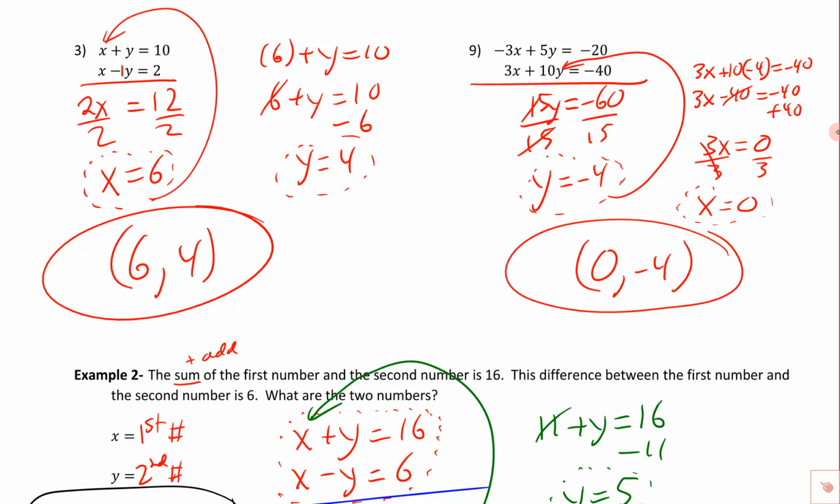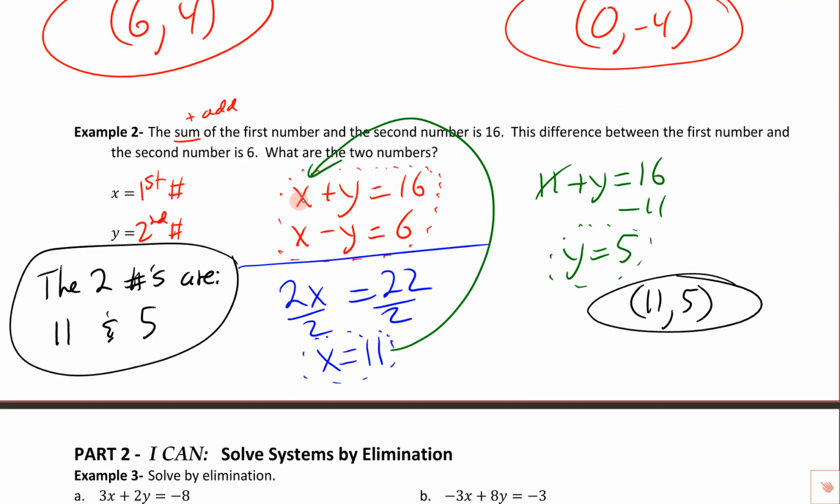Notice on this one, the y went away because this was a positive 1y and this was a negative 1y. On this one, the x went away when we added these together because this was a negative 3x and that's a positive 3x. And then of course that story problem we did, the y is going to go away because again this is a positive 1y and that's a negative 1y.